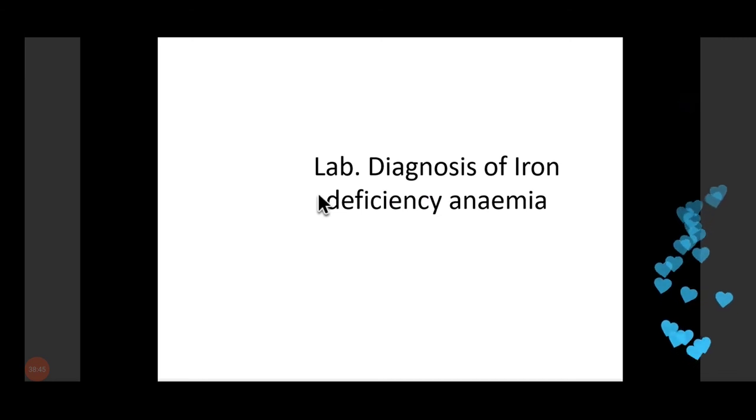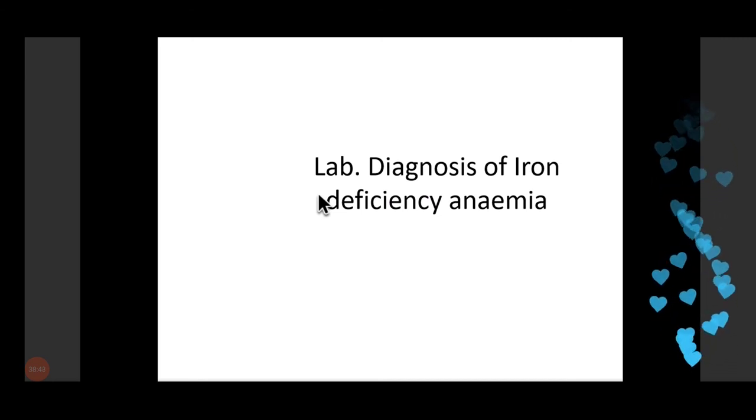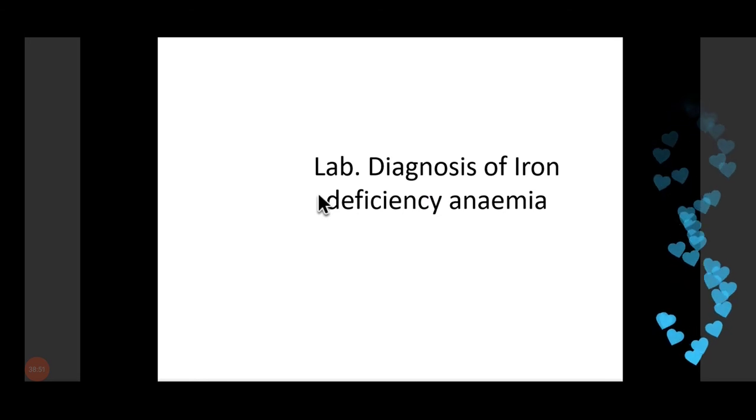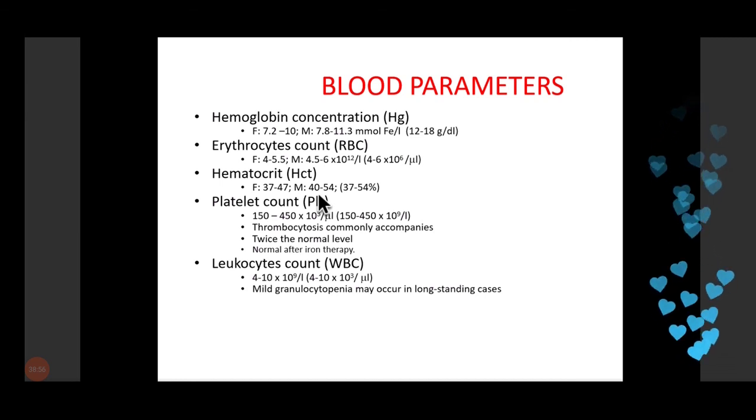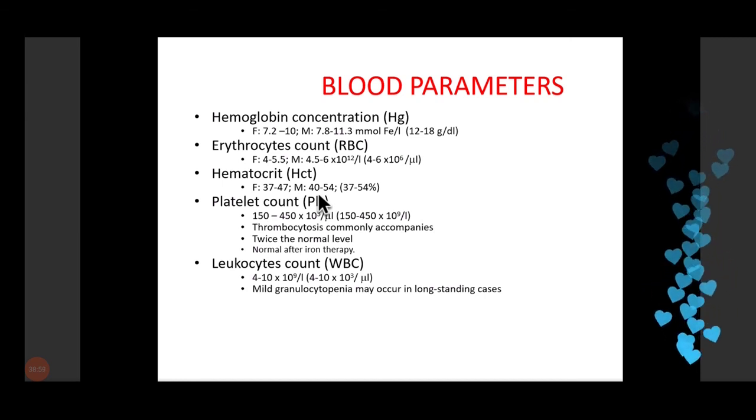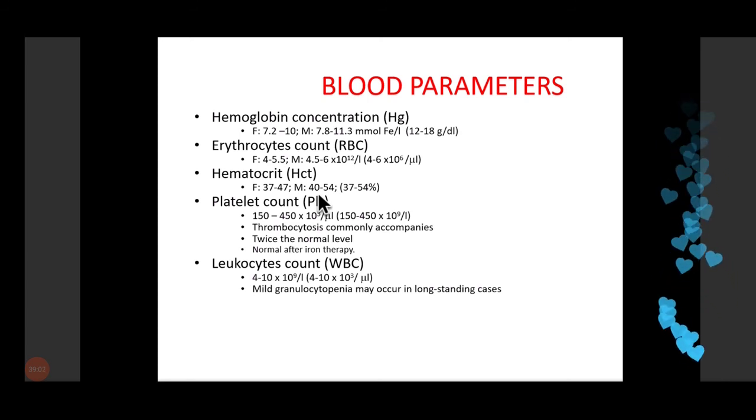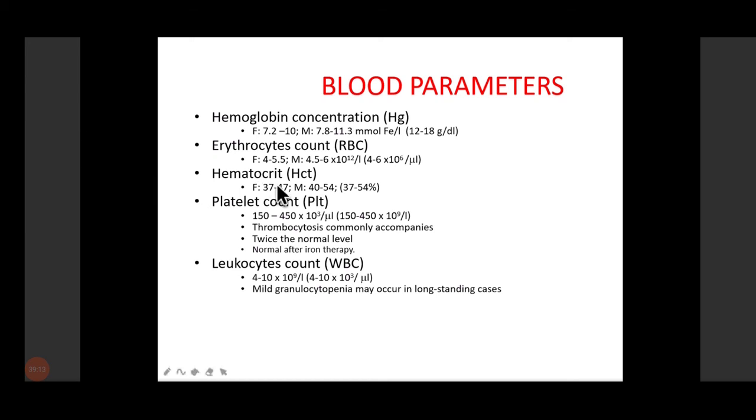Now coming to the favorite examiner questions, or which you get as a short note: lab diagnosis of iron deficiency anemia. Blood parameters, as I said, the patient is anemic, so the HB will be low. The red cell count, we have seen that the marrow was not forming red cells because HB was less, iron was less, so the red cell count will also be low. The hematocrit, which is the packed cell volume, will also be low. The platelet count can be normal or increased. It is usually increased if there is a blood loss in the body.